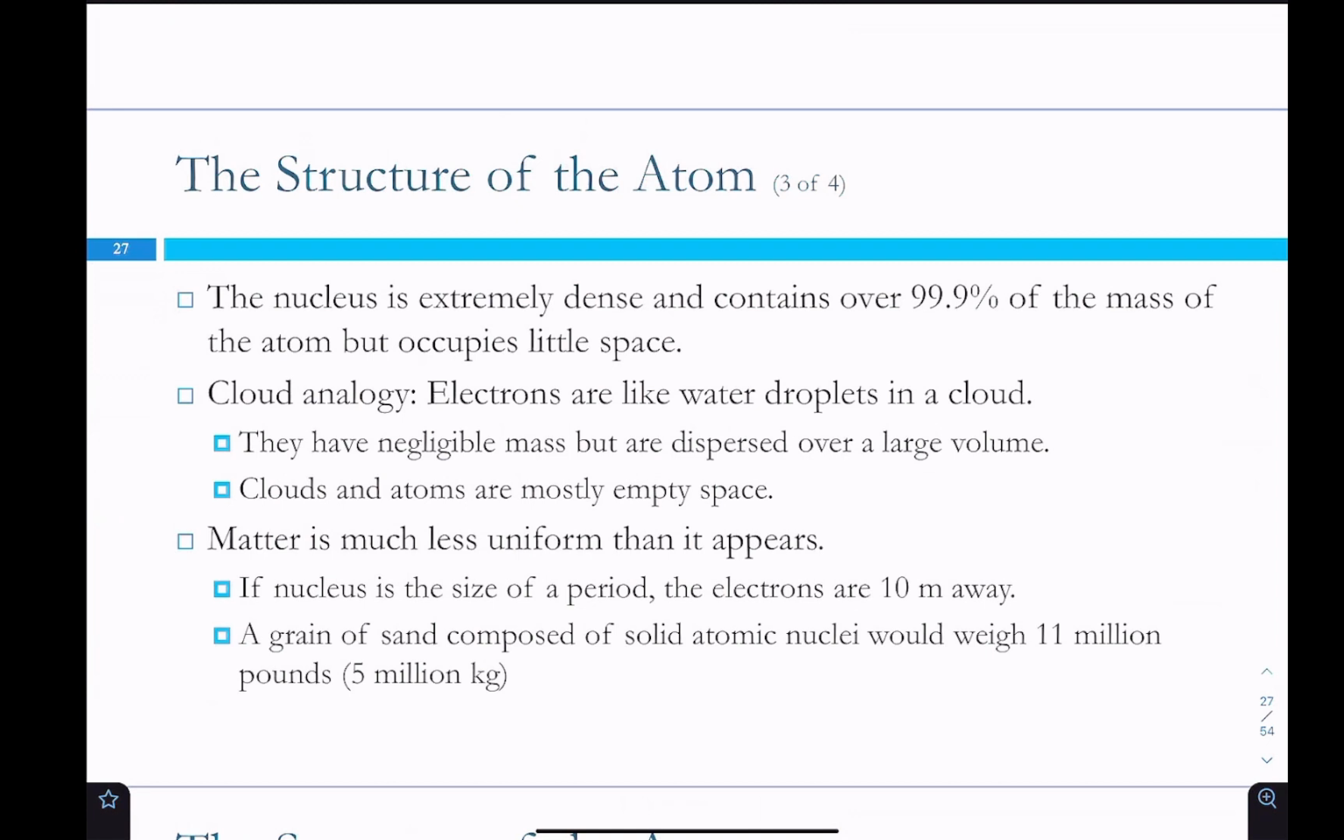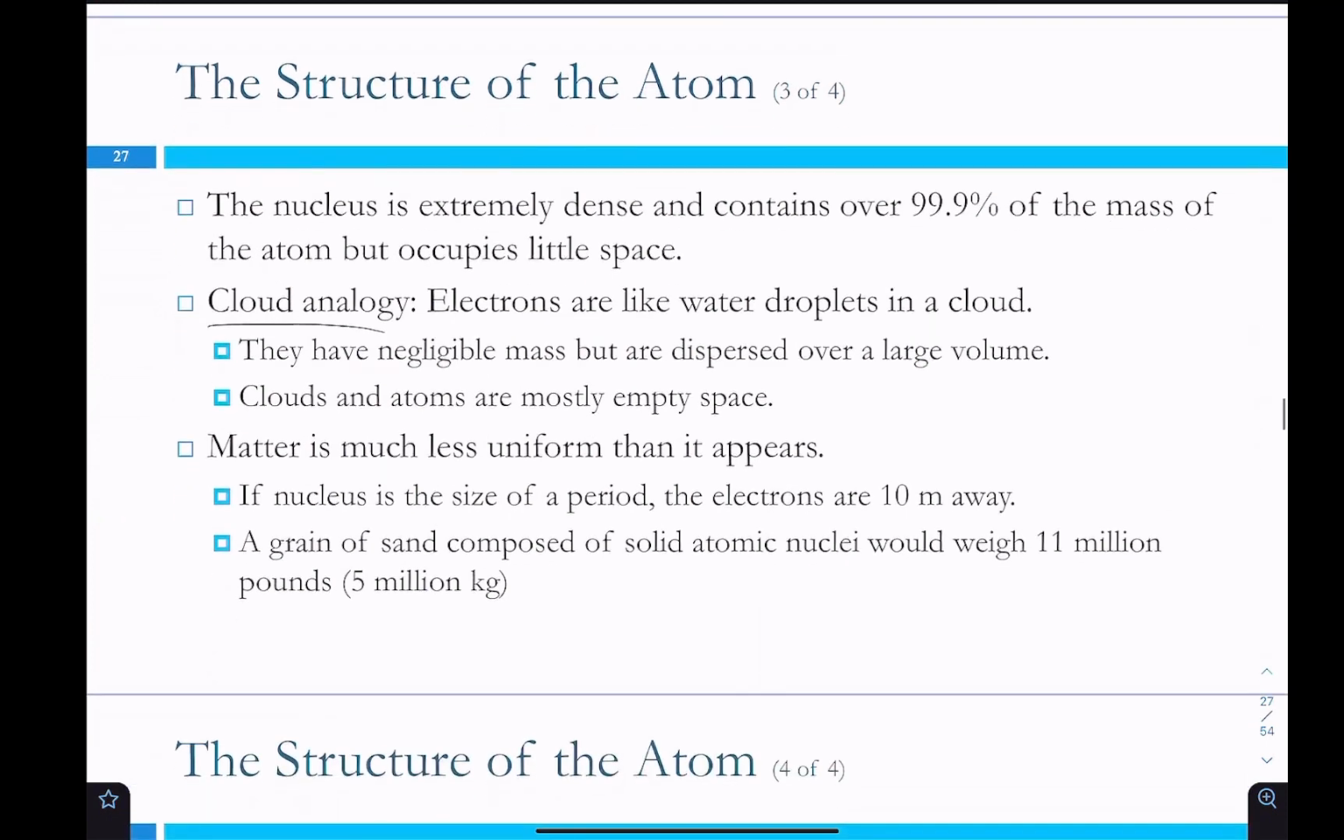As an analogy, you can think of the electrons like a cloud around the nucleus. They have negligible mass, but are dispersed in a large volume. So just like clouds, atoms are mostly empty space. Except in the case of atoms, the electrons will push against the electrons of other atoms, and so they don't essentially cross boundaries. When they bump into each other, they repel each other.